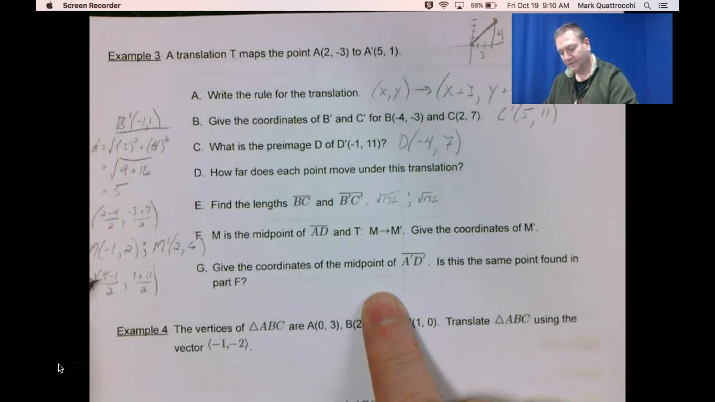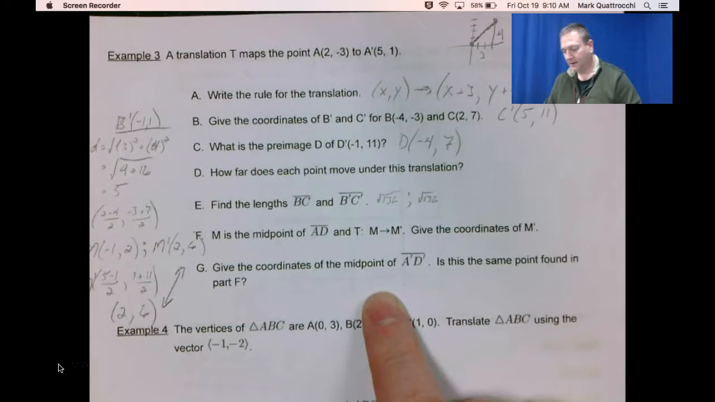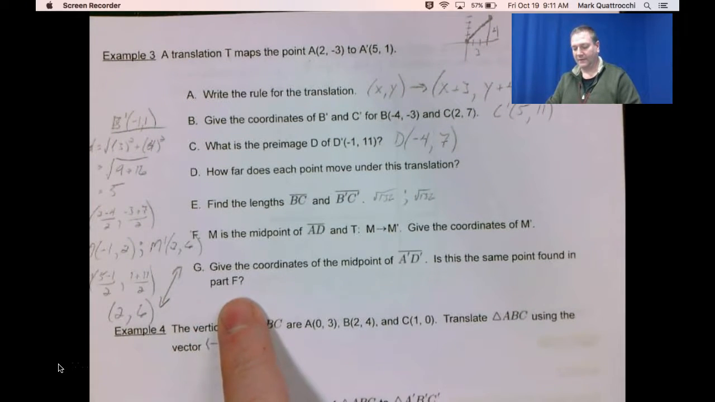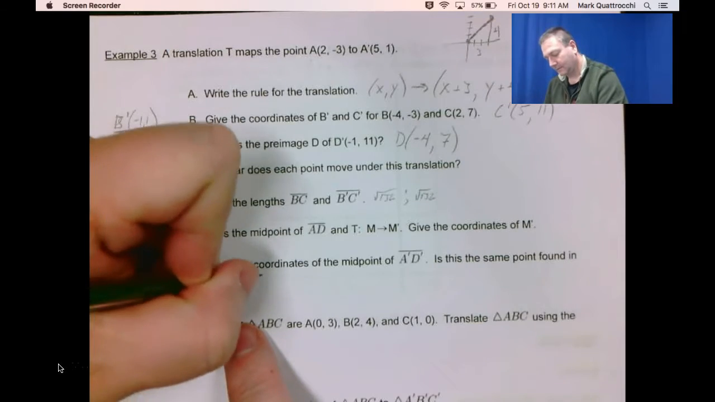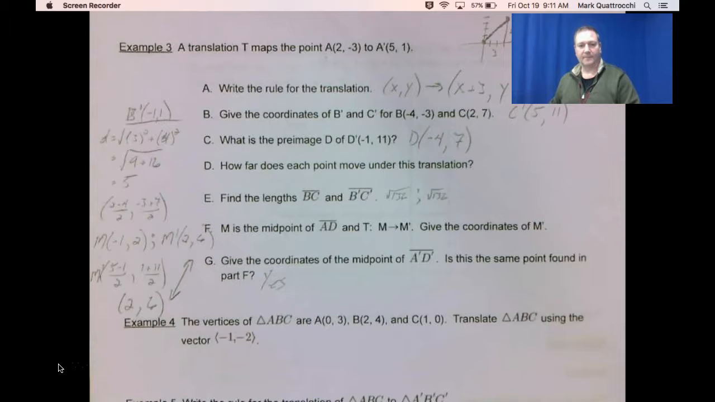And we get 5 minus 1 is 4, divided by 2 is 2. And 12 divided by 2 is 6. And what do we notice? Is it the same point found in part F? Yes. They are the same coordinates.